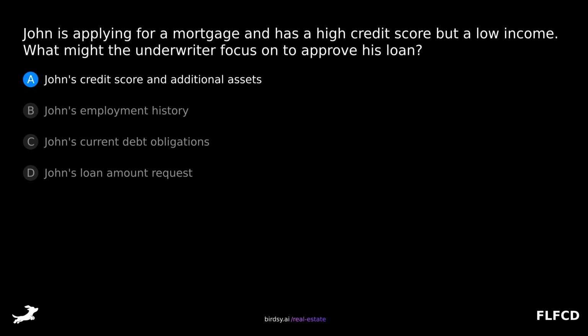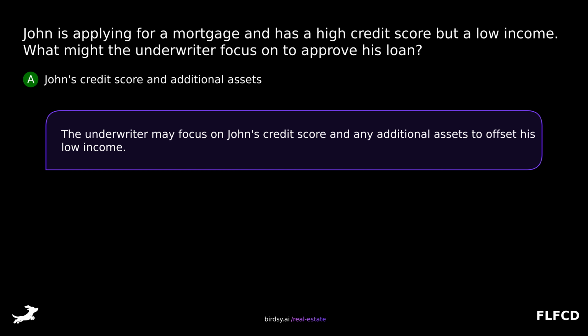Is it A, John's credit score and additional assets? B, John's employment history? C, John's current debt obligations? Or D, John's loan amount request? The answer is A, John's credit score and additional assets. The underwriter may focus on John's credit score and any additional assets to offset his low income.